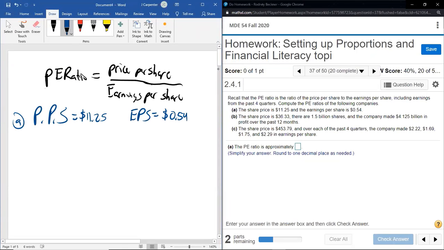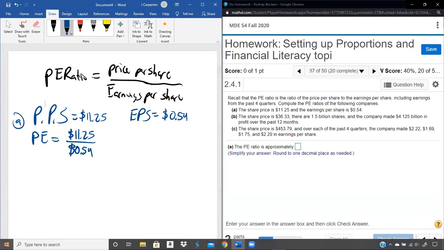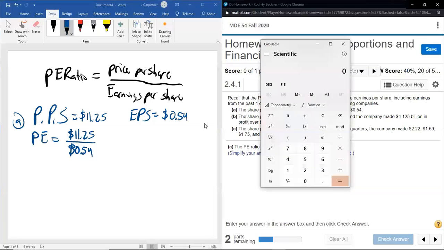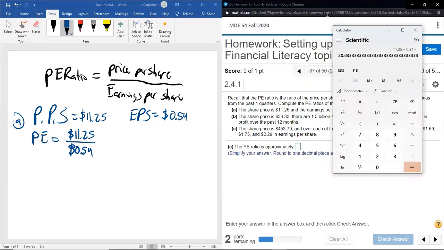And they want us to compute the PE ratio, which is literally just divide this thing by this thing. Price per share divided by earnings per share. This is the easiest one. So your PE ratio, which I'll just write PE, is $11.25 divided by 54 cents. We pull out a calculator. We do 11.25 divided by 0.54. And we get this ugly number, 20.83333333. They tell us to round to, interestingly enough, one decimal place. I thought it was two for some reason. Hold on a second.